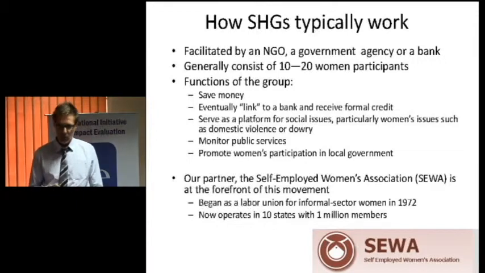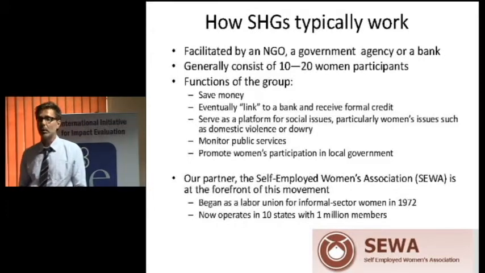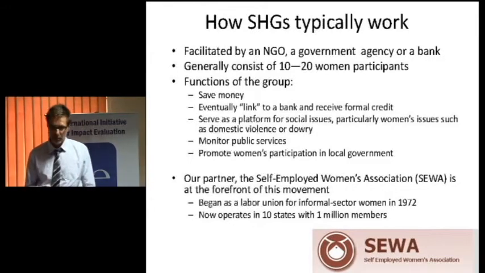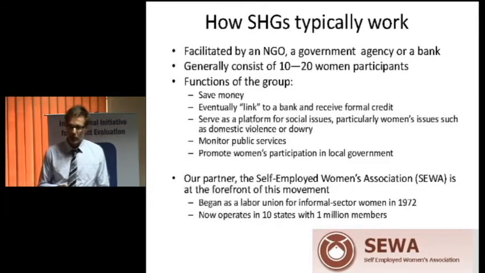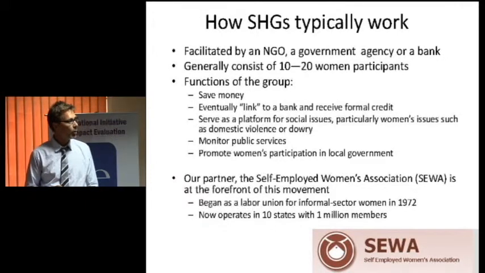In our case, we've been working with a particular NGO, the Self-Employed Women's Association, which has been at the forefront of this movement from quite early on. It began as a labor union for informal sector women, starting in 1972, and it now operates in 10 states with basically 1 million members.